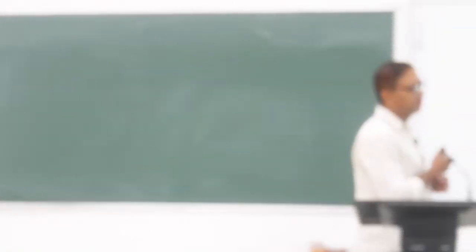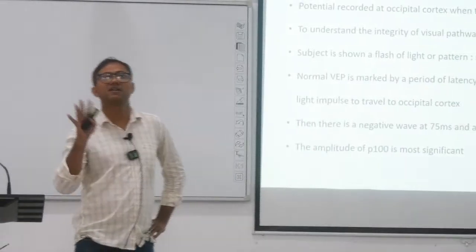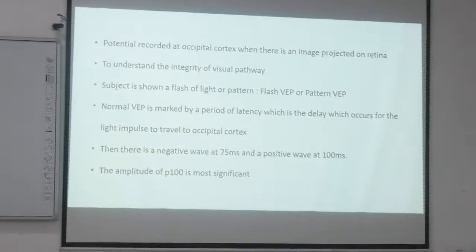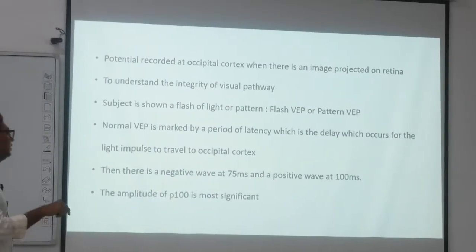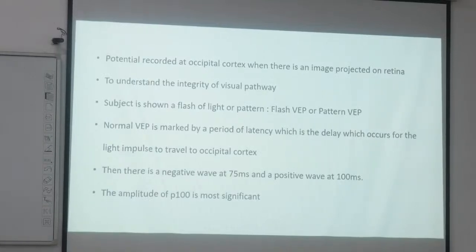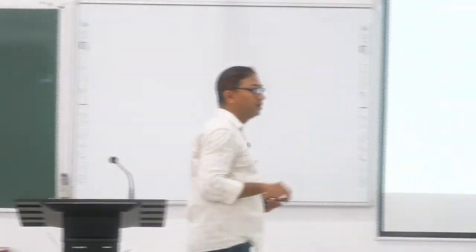Okay, then there is a negative wave at 75 milliseconds, and a positive wave at 100 milliseconds. We call them N75, that means negative 75, and P100, the positive wave at 100 milliseconds. And remember, P100 is the most significant. Okay, P100 is the most significant. If P100 is not present, that means there is some problem in the visual pathway. P100 is the most important signal we receive from the occipital cortex.